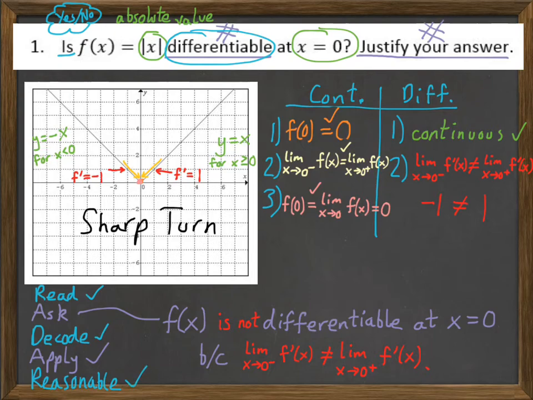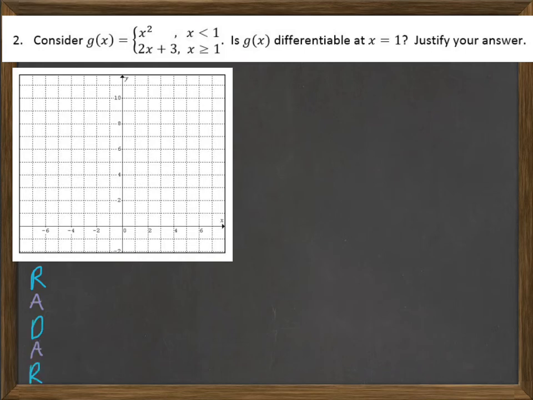Okay, so let's continue. We'll look at one more question. We're going to consider, I'm reading the question now according to Radar, that g of x is a piecewise defined function with x squared when x is less than 1, and it's defined as 2x plus 3 when x is greater than or equal to 1. We want to know, is g of x differentiable at x equals 1, and then justify our answer. Okay, so I've read the question.